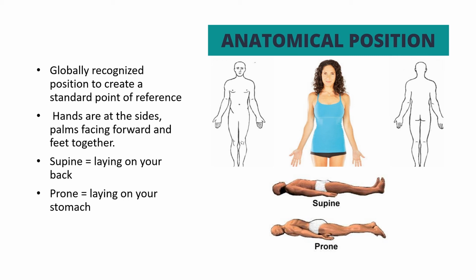And in standing position, the hands are at the sides with the palms facing forward and the feet together. So the thumbs would be pointing out and toes would be pointing straight ahead. If we take this position and lie the person on their back, we call this supine. If we take that same position and now lie them on their stomach, we call this prone. And you'll see this referenced in different exercises, primarily in physical therapy, throughout a lot of this field.